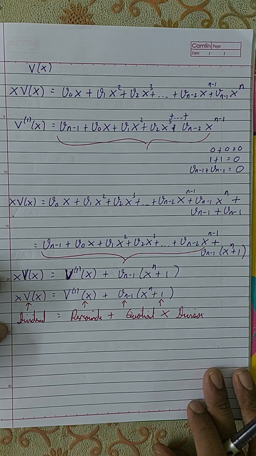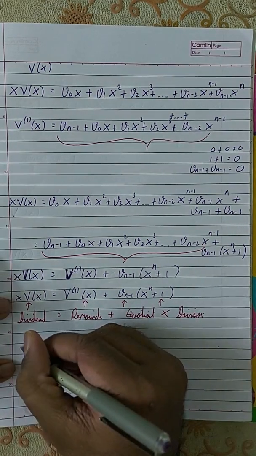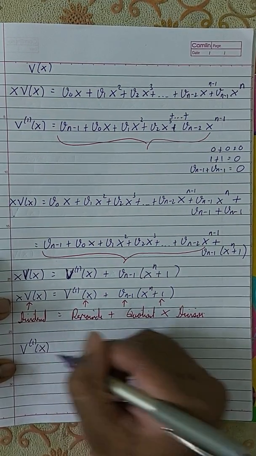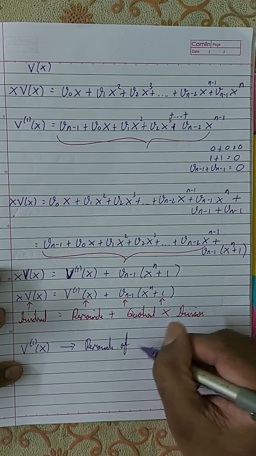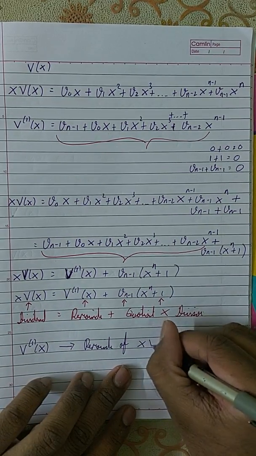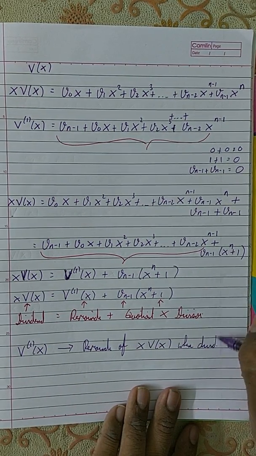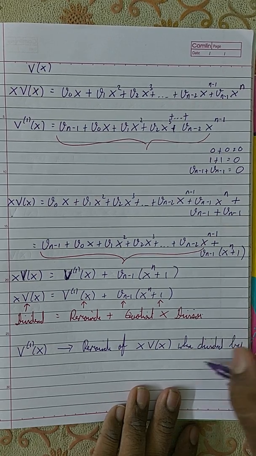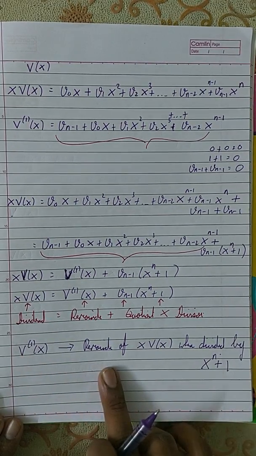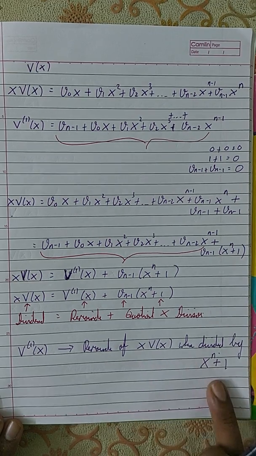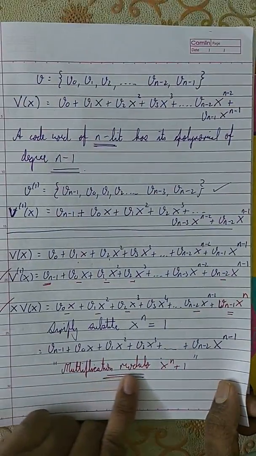So now I'm telling you how to find v1 of x from x v of x. If you compare this equation, you can see that the polynomial v1 of x is nothing but the remainder of x v of x when divided by x raised to n plus 1. That is why this process is actually called multiplication modulo x raised to n plus 1.